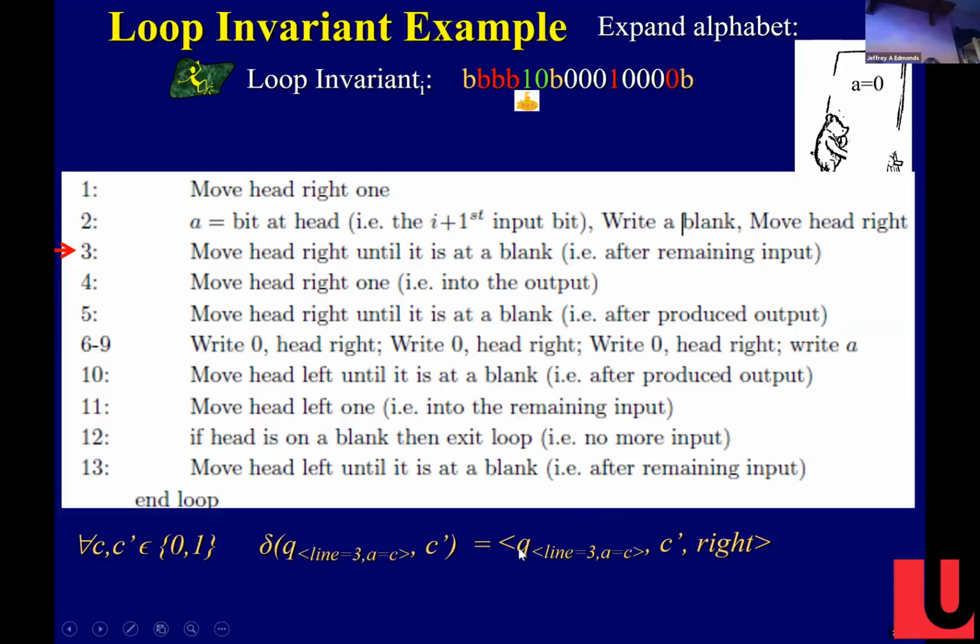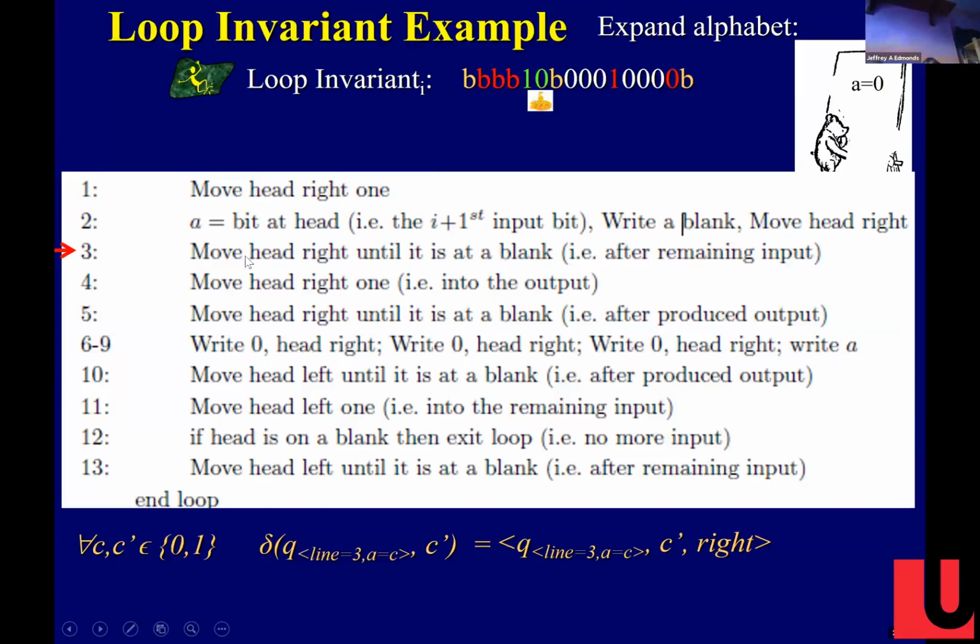But what's changed? I read a character, I wrote the exact same character back. So the character hasn't changed. What has changed? I moved my head right, right? So now my head is on that 0, right? So let's do it again. Now I'm at line 3. My A is still 0, so I'm in the exact same state. But now I'm reading a C prime that was a 1, and now it's a 0. What should I do? Oh no, sorry. It's not a 1, it's a 0. I'm reading a 0. What do I do?